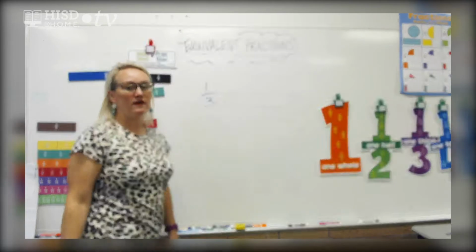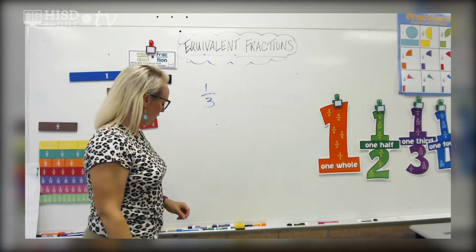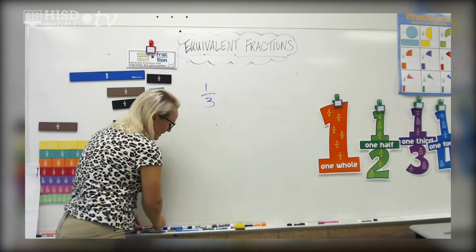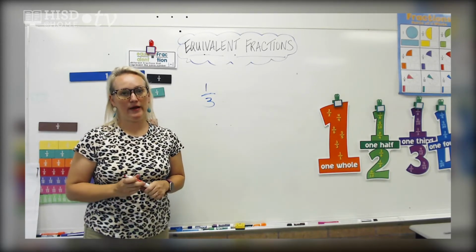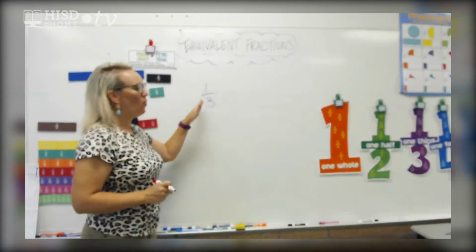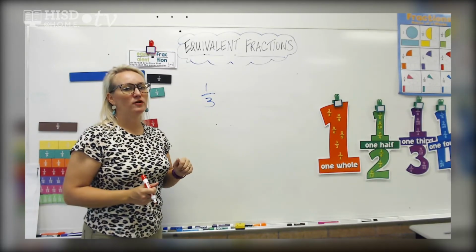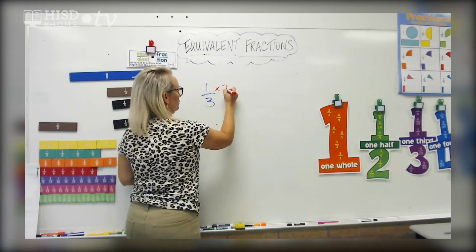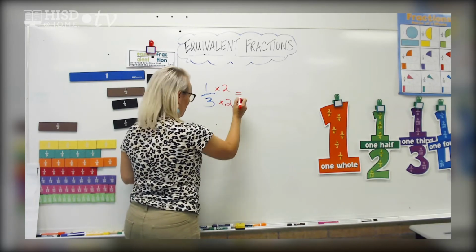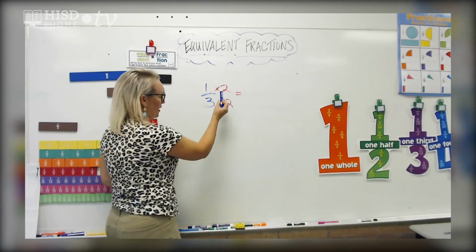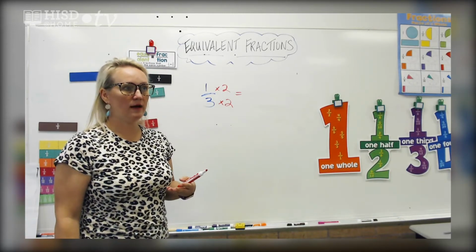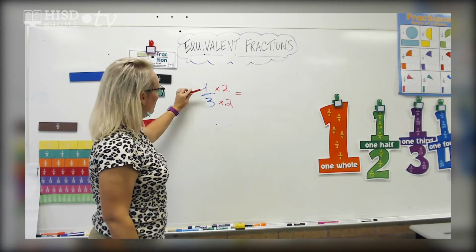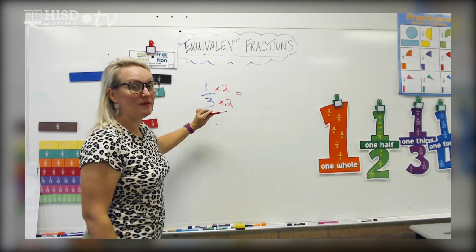Okay, so we're going to find the equivalent fraction for 1/3, and look how easy it is. I literally just said, multiply the top and the bottom by the same thing. It's that easy. Watch. 1/3. I'm going to multiply 1/3 by 2. Times 2, times 2. That's it. The top and the bottom, numerator and denominator, are being multiplied by the same thing.